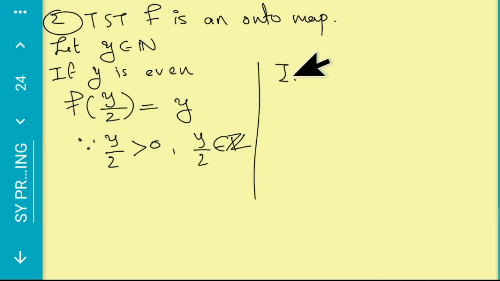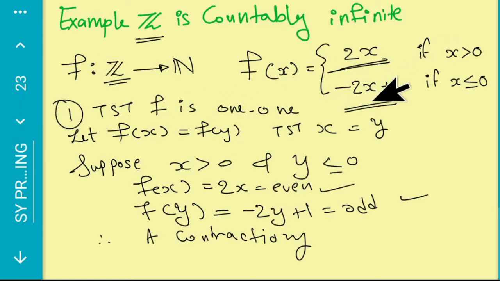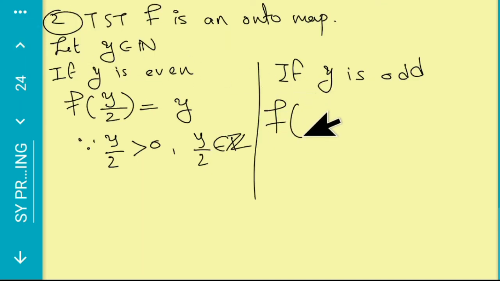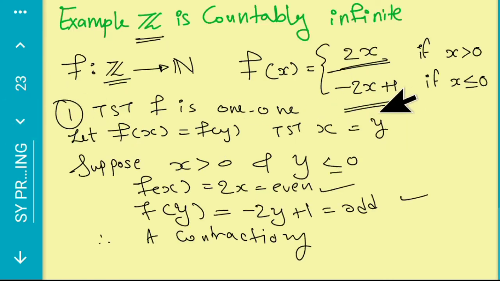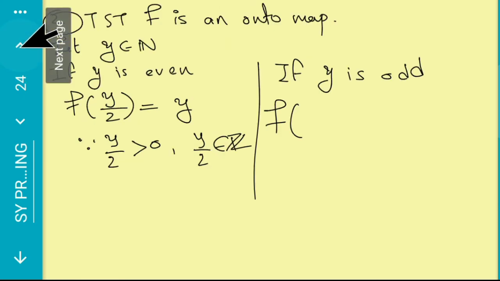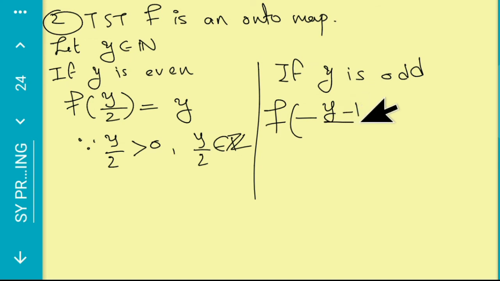Now I'll consider if my y is odd. If my y is odd, then we think about the function again. If y is odd, it should look like this. It should be the image of what? I know from the map that an element gets mapped to an odd number if and only if that number is less than or equal to 0. That means the pre-image will be something which is less than or equal to 0. Correct? So I'm just thinking about it. I want a negative integer. So what I consider is minus of y minus 1 by 2.